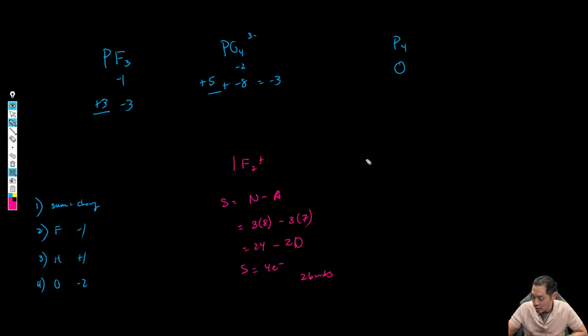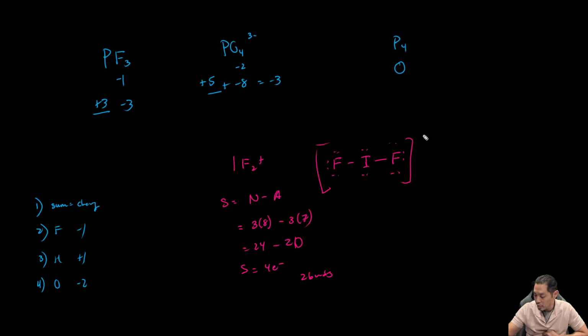So it's going to be, remember, symmetrical if possible. 1, 2, 3, 4, 5, 6. 1, 2, 3, 4, 5, 6. 1, 2, 3, 4, 5, 6, 7, 8. All right, so we are done with that, and this has a total charge of +1.